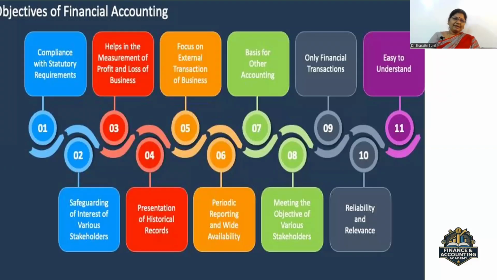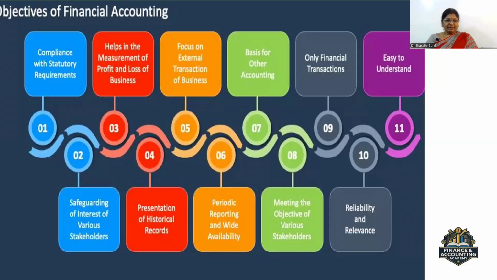First one is compliance with statutory requirements. You can take as an example Tata Steel. Tata Steel prepares its financial statements according to the Companies Act and Indian accounting standards. Why is compliance necessary? Because the company can avoid penalties and also maintain its listed status in the stock exchange.